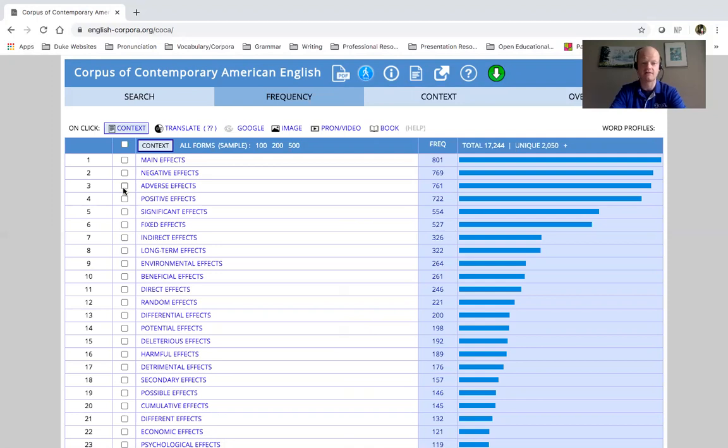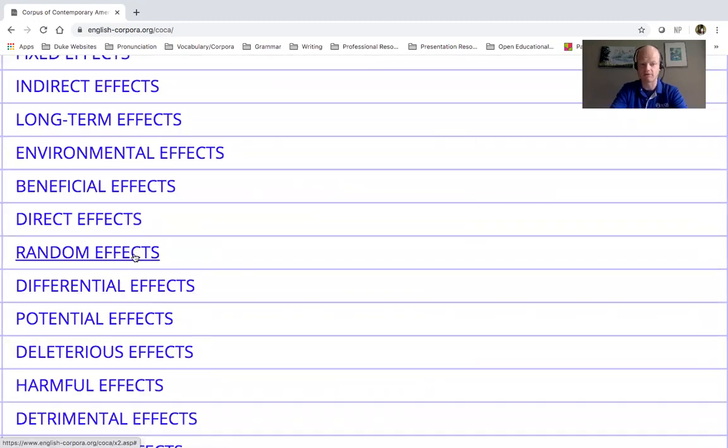Negative effects, adverse effects, positive, significant, fixed, indirect, long-term. So again, if I'm talking about bad effects, maybe I want to say negative effects instead. Maybe I want to say adverse effects. Maybe it's random. Maybe the effects are more random, and so I want to say random effects.